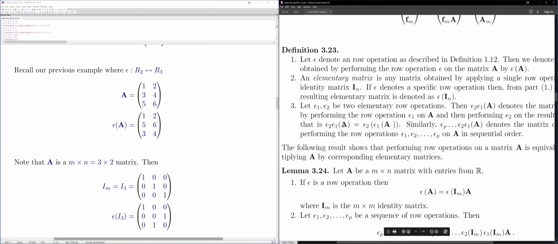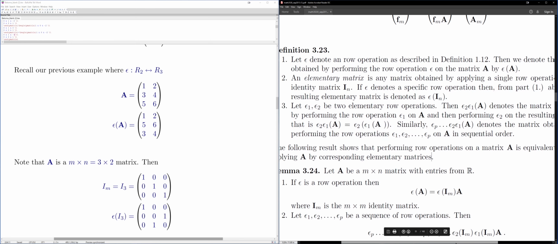If I have a matrix A, what this notation over here means is that to your matrix A, I apply a row operation epsilon 1, then I apply a row operation epsilon 2. So this is when I had two row operations and I apply them in that sequence: I do epsilon 1 first and then I do epsilon 2. Now I could have three row operations, I can have four row operations, I can have any finite number of row operations.